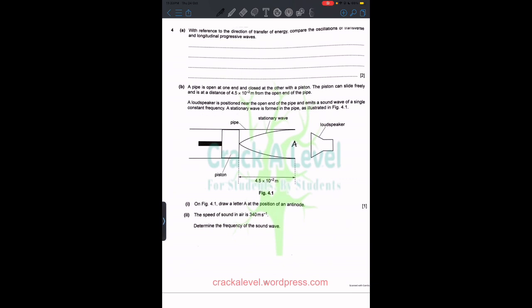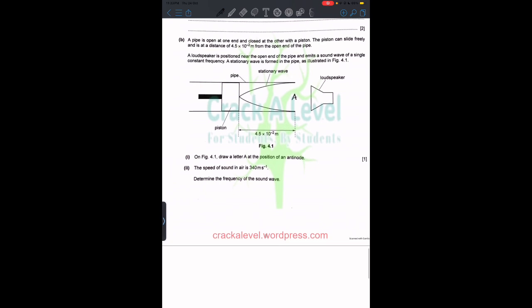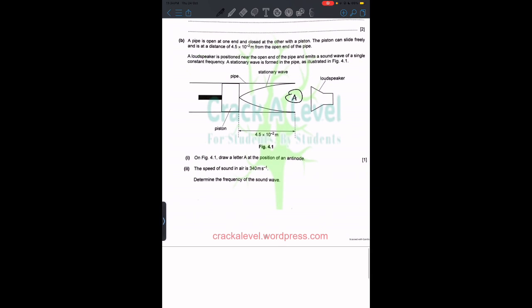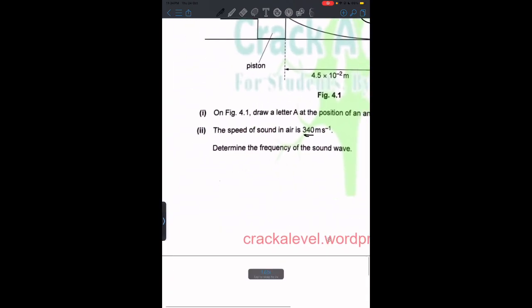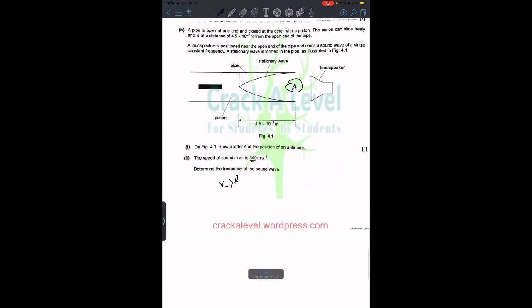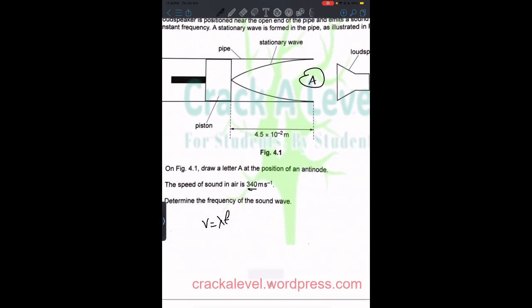On figure 4.1, draw the position of antinodes. I've already done that. Then it says that the speed of sound in air is 340 meter per second. Determine the frequency of the sound. So we know that speed is equal to wavelength times frequency. Now the problem is that we don't actually have the wavelength.